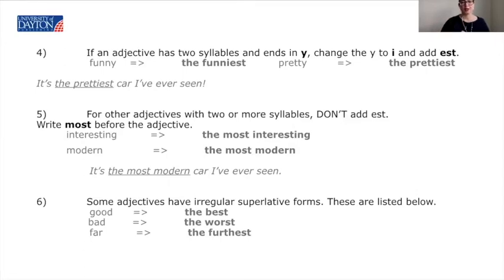Okay, some adjectives have irregular superlative forms as they did with the comparative forms. So we said that good is not gooder and it's not the goodest, but it's the best. I'm sure that you have heard this word before. And then we have bad, and bad is not the baddest, but it's the worst. And then far has to do with distance, yeah. The first, okay?